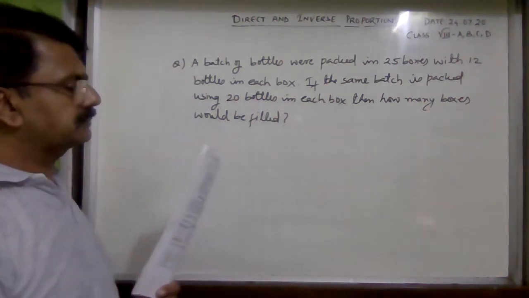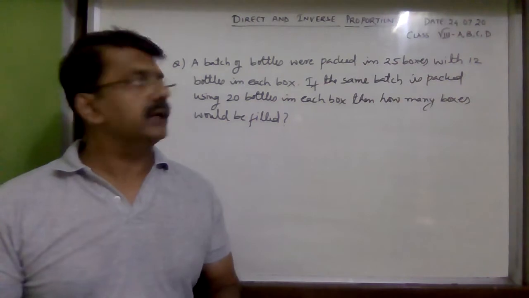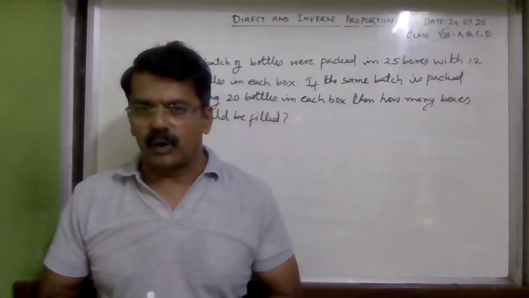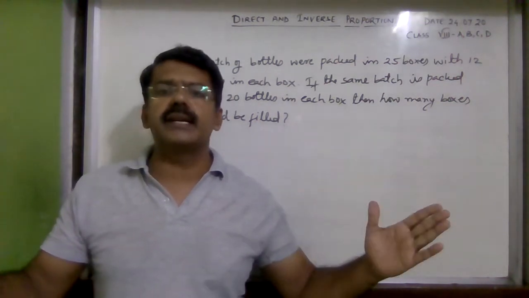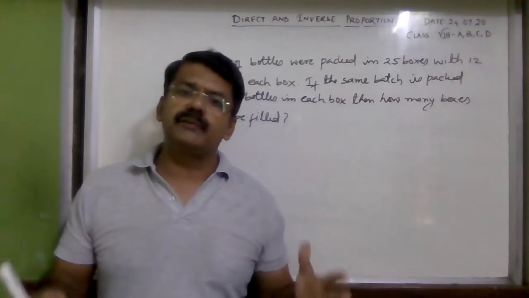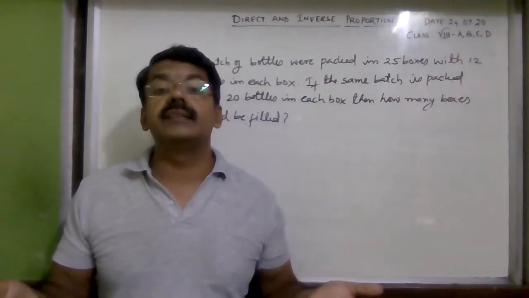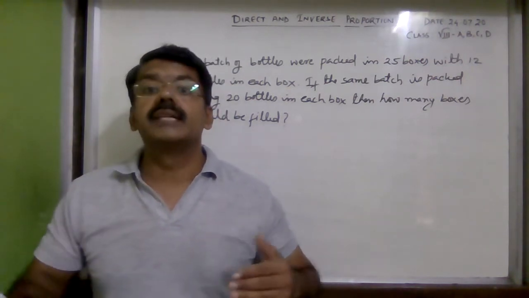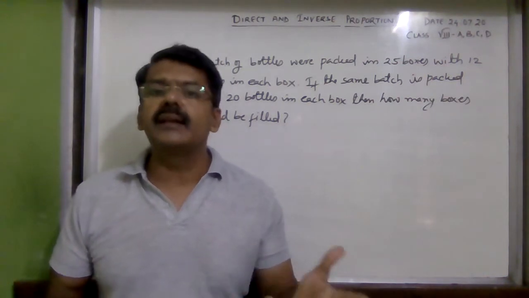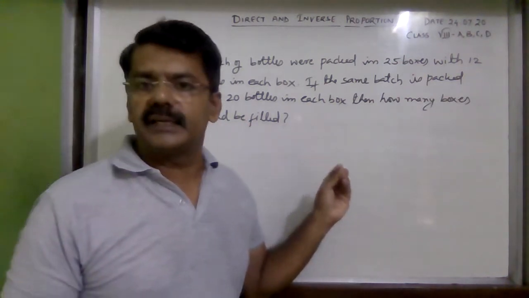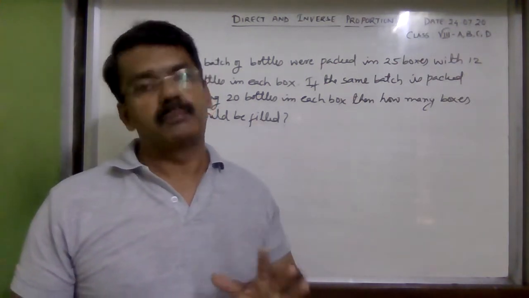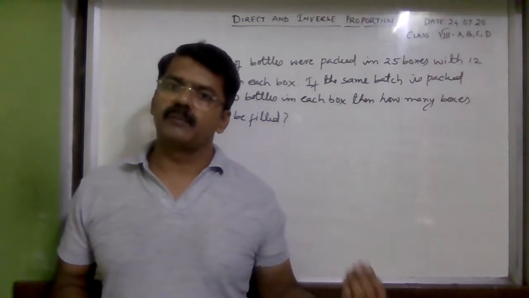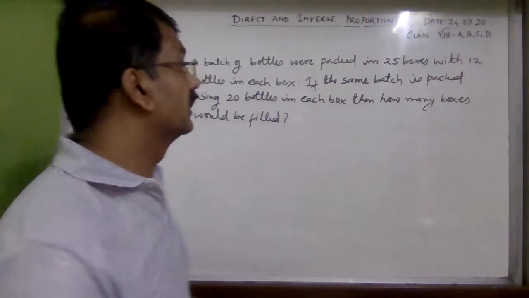Now see, here we are talking about the number of boxes and the number of bottles in each box. Now obviously, if a certain number of bottles has to be packed, and if you pack more bottles in one box, then there will be less number of boxes, and if you pack less number of bottles in a box, then there will be more boxes. So it's very clear that here the two quantities are in inverse proportion. Okay, so in today's questions you have to decide whether it is from inverse proportion or direct proportion.